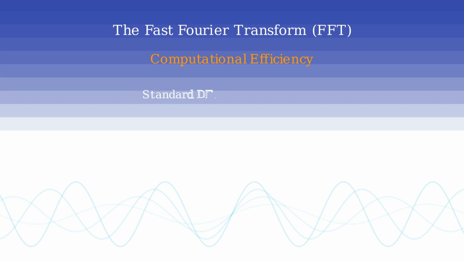The standard discrete Fourier transform algorithm has a time complexity of O(n²). The fast Fourier transform reduces this to O(n log n), which is a massive improvement for large datasets. This efficiency difference is particularly dramatic as the input size increases.